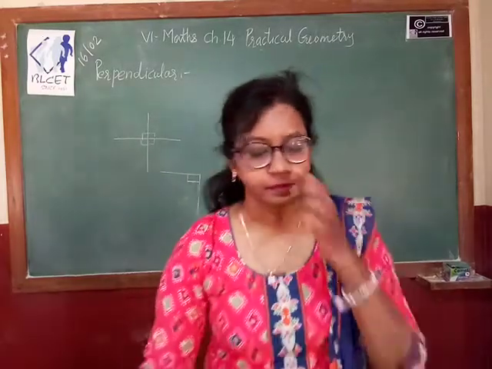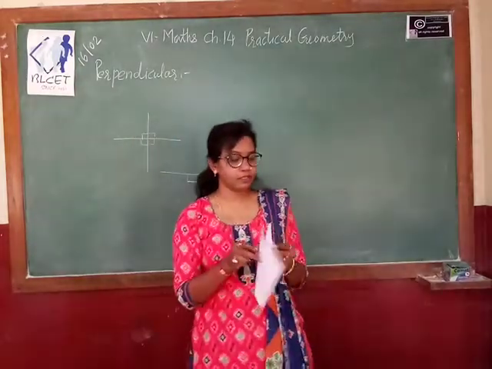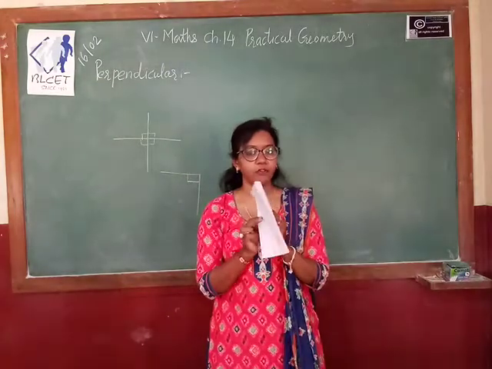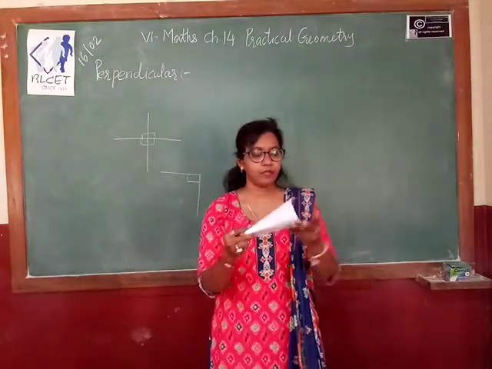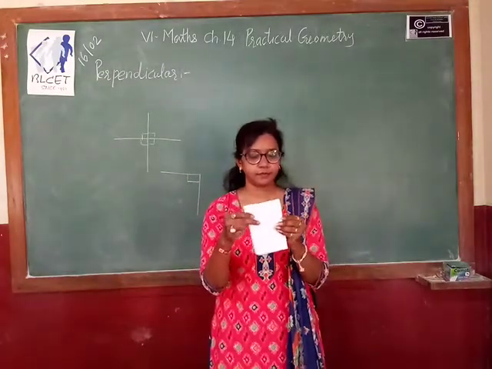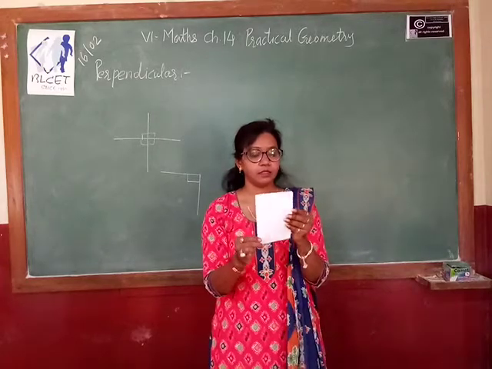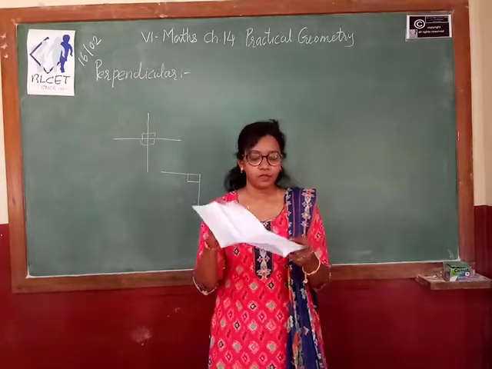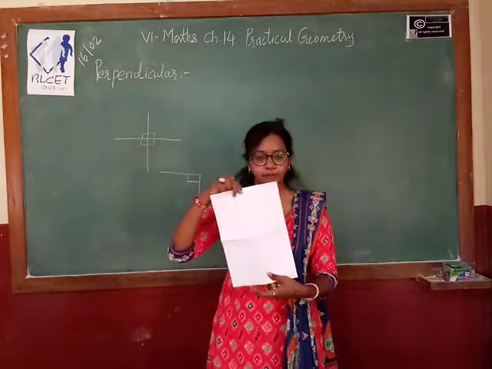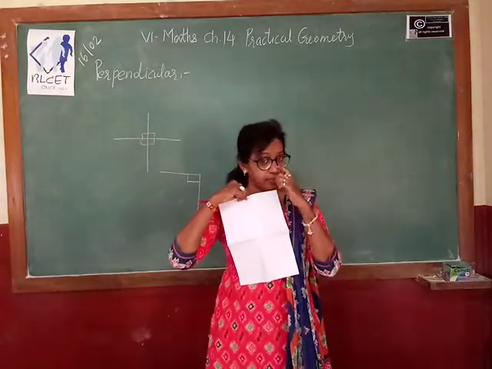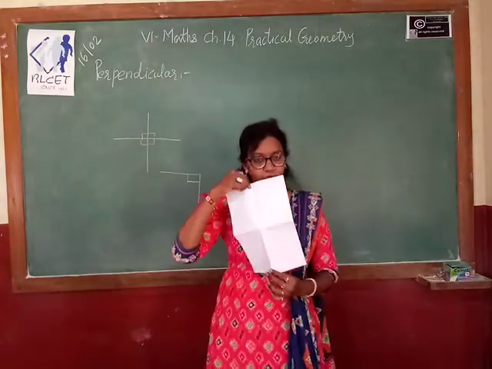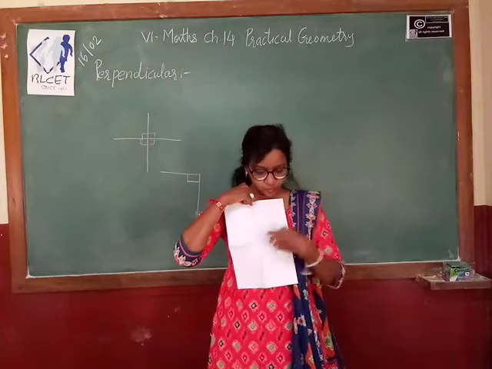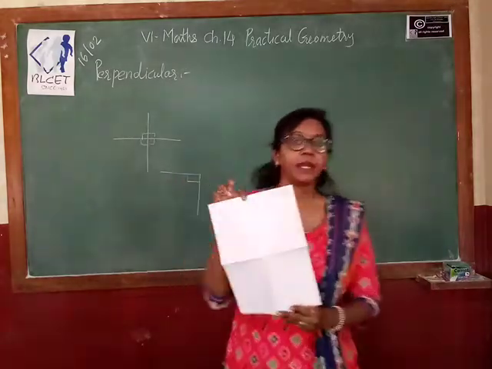Suppose you have a foolscap paper. I have folded it one time. Again I am folding it like this. Okay. Now I am opening this. So I have two lines. This is your vertical line. This is your horizontal line. So these two lines are perpendicular to each other.